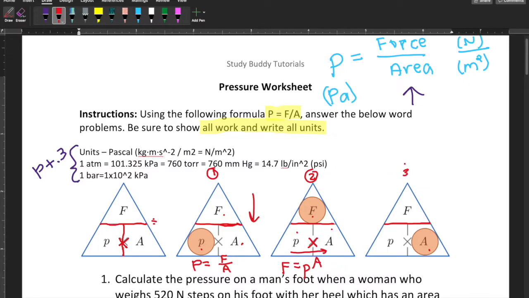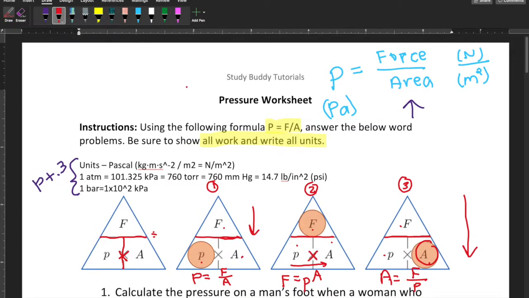And then lastly, number 3, we are solving for area because that's what our red dot is over. We see the other 2, so we say area is equal to what? We see that force is being used, so we'll read top to bottom, and we see force over P. So force over pressure is equal to area. And you can compute this from the equation P is equal to F over A as well.